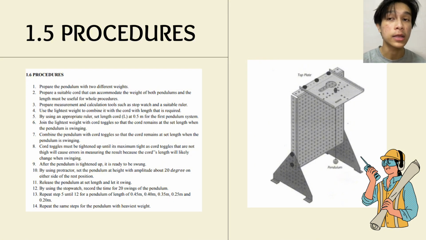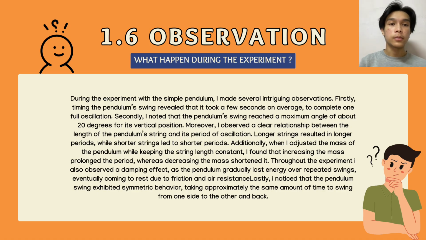Repeat steps 5 until 12 for a pendulum of length 0.45 meter, 0.4 meter, 0.35 meter, 0.25 meter, and 0.2 meter. Repeat the same steps for the pendulum with the heaviest weight. Lastly, from me, I'll be explaining about the observation.